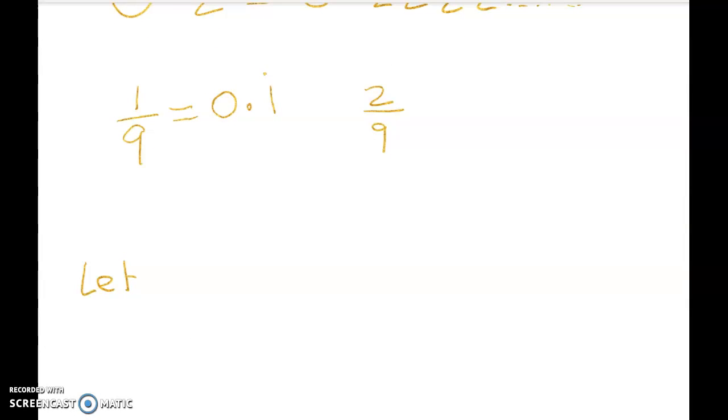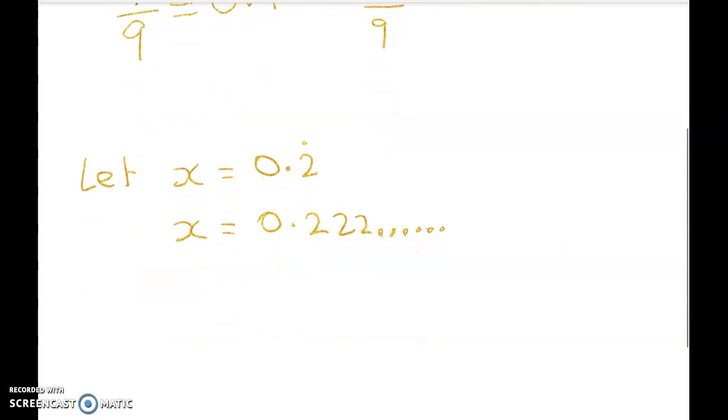We're going to say let x equal 0.2 recurring. In other words, x is equal to 0.222 and so on. But we know that we can write x as a fraction. The trouble is the 2's go on forever. So we want to think of a way that we can somehow truncate all of those excessive numbers of 2's.